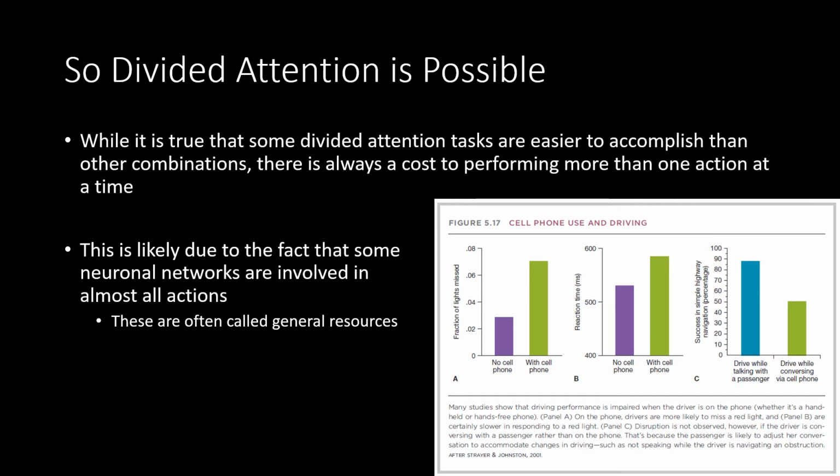And this is likely due to the fact that there are some neural networks or neuronal networks that are involved in almost all actions, regardless of what type of action that is, be it processing of any of the various sensory modalities or engaging actions along really any of the ways in which we can engage actions. We call these things general resources or common resources across tasks.